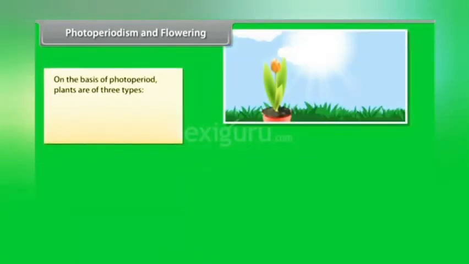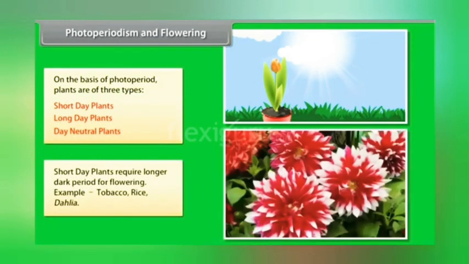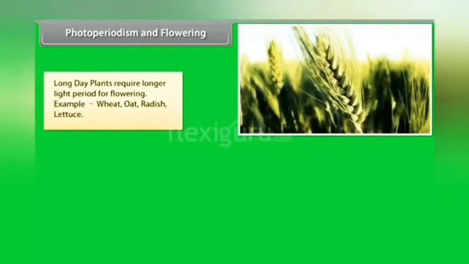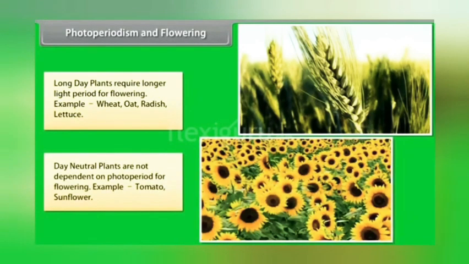On the basis of photoperiod, plants are of three types, namely short day plants, long day plants, and day neutral plants. Short day plants require longer dark period for flowering. Example, tobacco, rice, dahlia. Long day plants require longer light period for flowering. Example, wheat, oat, radish, lettuce. Day neutral plants are not dependent on photoperiod for flowering. Example, tomato, sunflower.